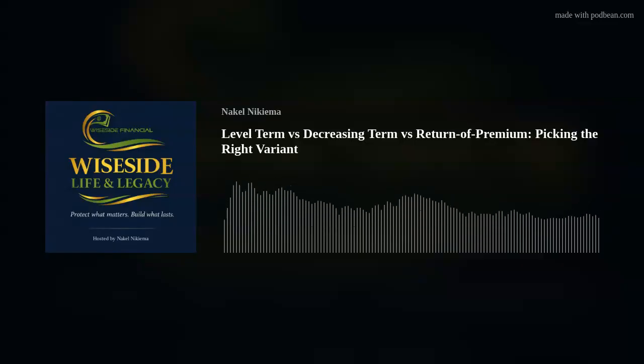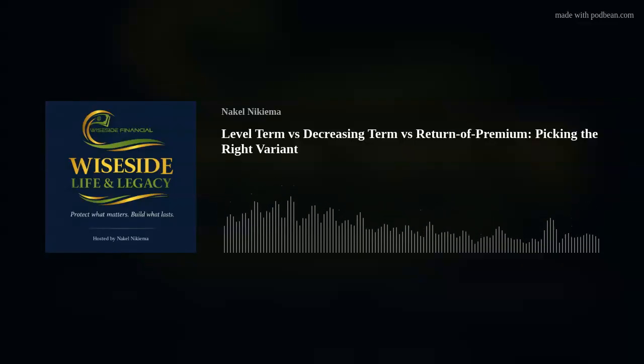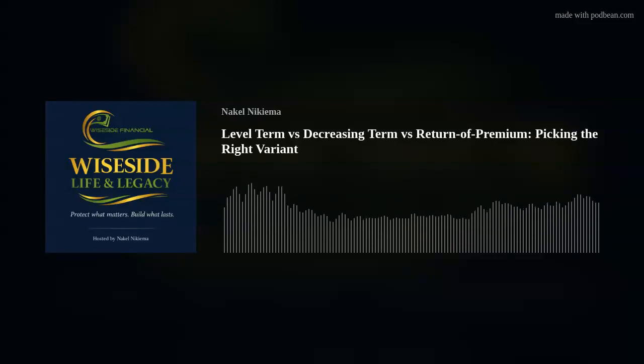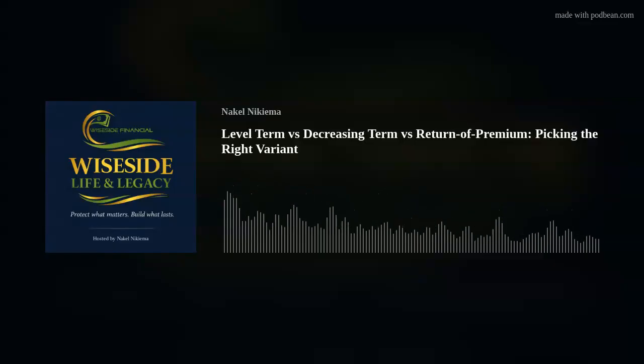Most people get quoted level term because it's the standard and it's easy. But depending on your situation, a different variant might fit better. And even if level term is still the right answer for you, understanding the alternatives helps you make the decision on purpose, not by default.